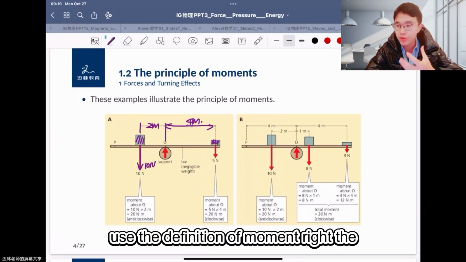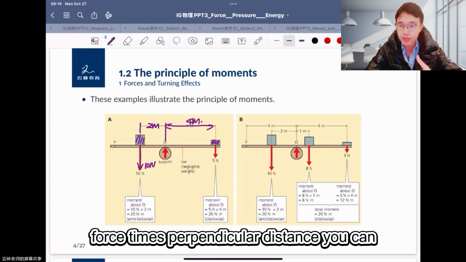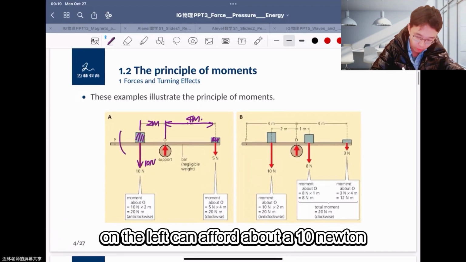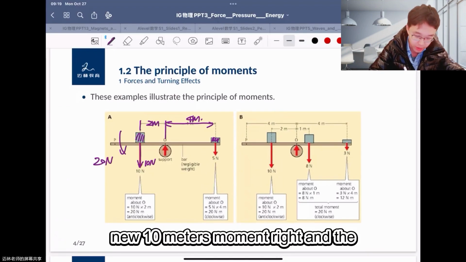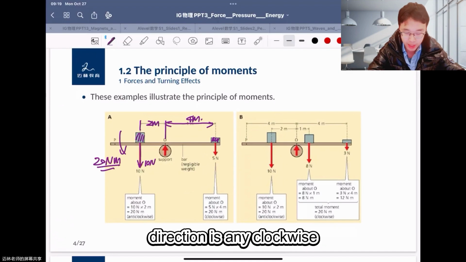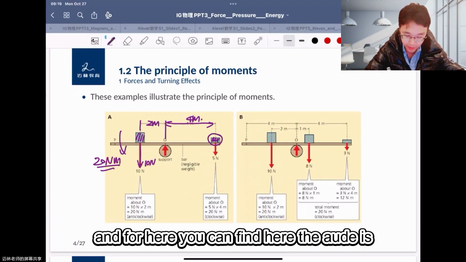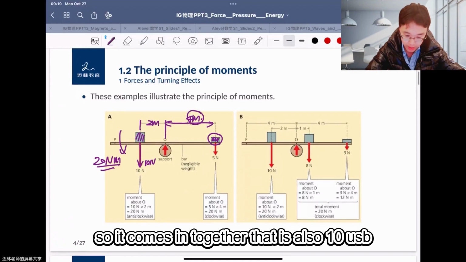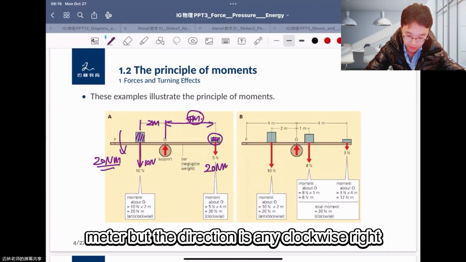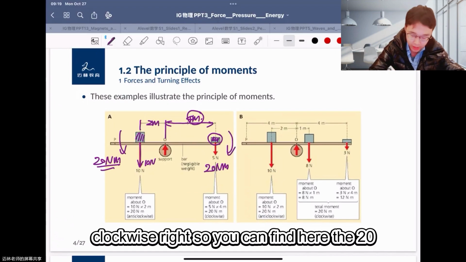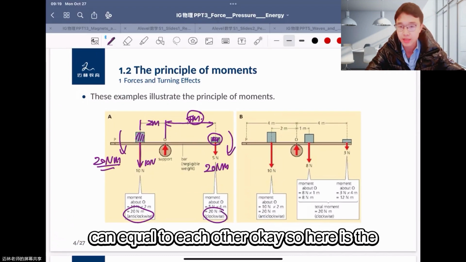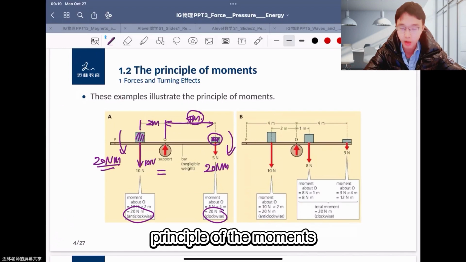Okay, so then you can use the definition of moment, right? The force times the perpendicular distance. You can say here that this object on the left gives 10 Newton times 2 meters, a 20 Newton meter moment, right? And the direction is anticlockwise. And for here, you can find the object is 5 Newton, and the distance from the support to the object is 4 meter. So multiplying them together, that is also 20 Newton meter, but the direction is clockwise, right? So you can find here the 20 Newton meter anticlockwise moment equals the 20 Newton meter clockwise moment. So they equal each other. Okay, so here is the principle of the moments.